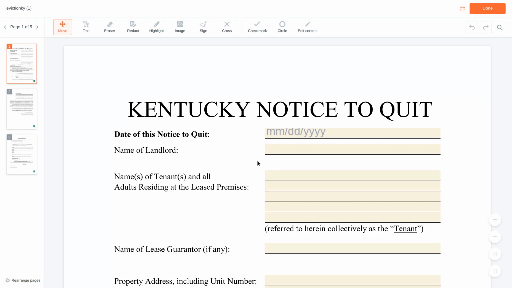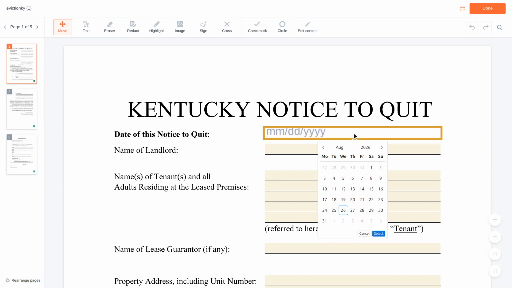Let's fill out the Kentucky Eviction Notice together, the written notice a landlord serves before an eviction case can begin, and check what the state asks of it as we go. Start at the top with the date of this notice. Then the landlord's name, in our example Anna Baker, and the tenant's, here Ben Carter.